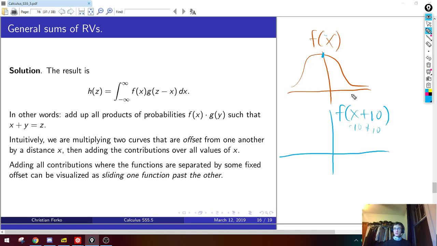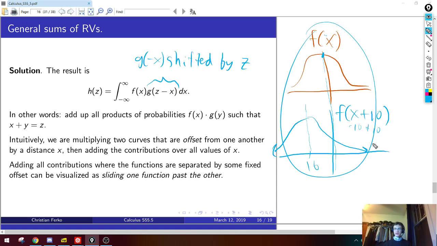So the punchline is that if you add some number inside a function, it's going to move it to the left or the right by some number of units, where here this distance is supposed to be 10 units compared to the origin. So there's a very nice visual interpretation of this product, f of x times g of z minus x, because you can interpret g of z minus x as basically g of minus x shifted by z, right? Because of this picture I just drew on the right. If you shift by some number inside the function, it moves it to the left or the right.